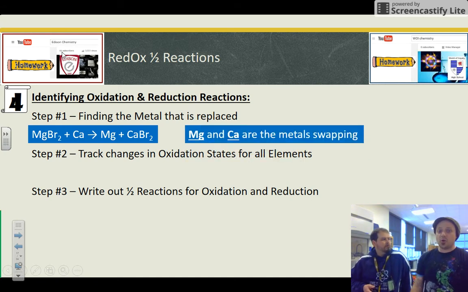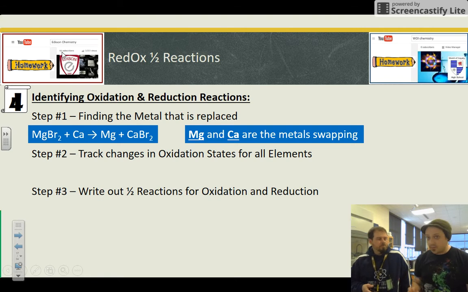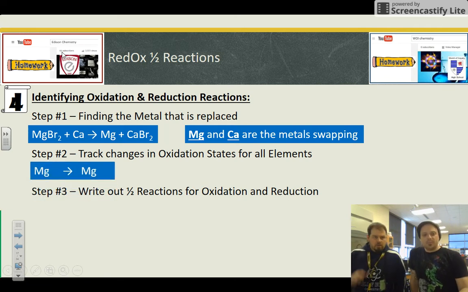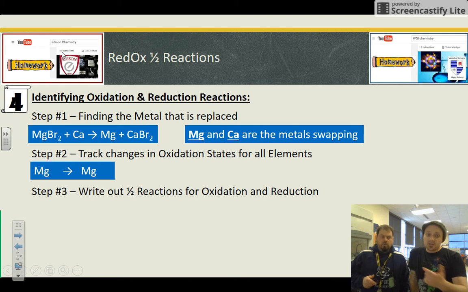And so in this case, you can see that calcium and magnesium are going to swap in a single replacement, which means that we have to track the changes in the oxidation states for all the elements involved. This basically proves we find the oxidation and we prove that there's a reduction when there's both. Now we know we're all situated, right? So magnesium is becoming, well, let's see.